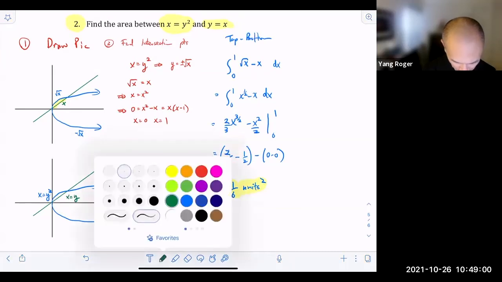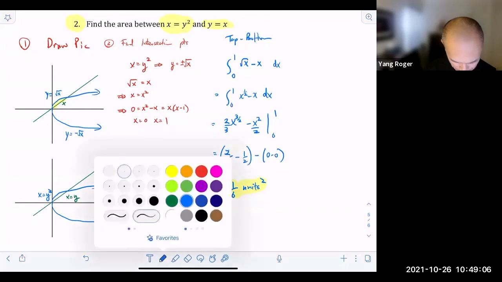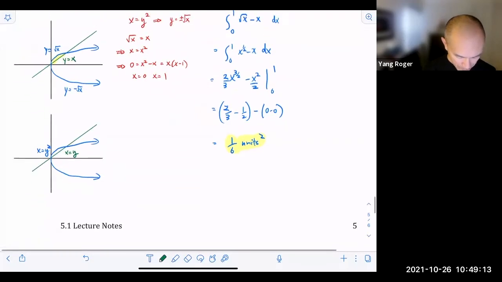I guess up above, I didn't put the y equal to here. Let me put y equal to this and y equal to that. And this is y is equal to x. All right.